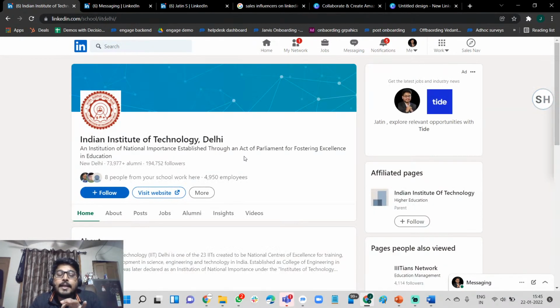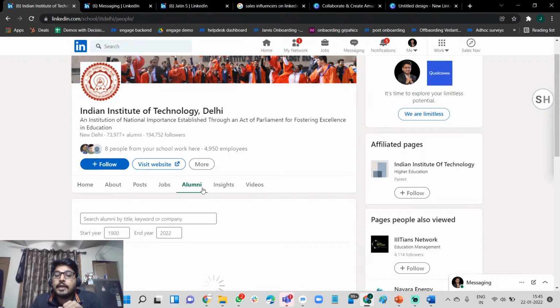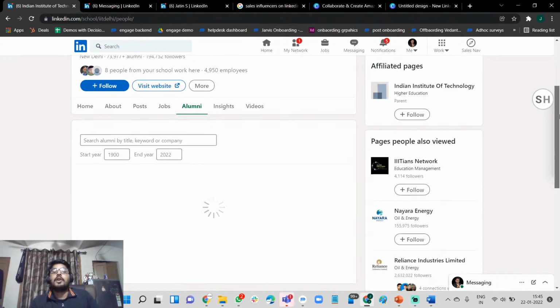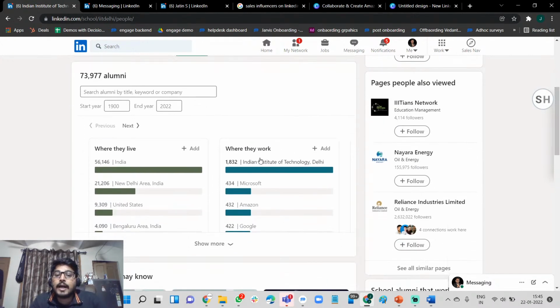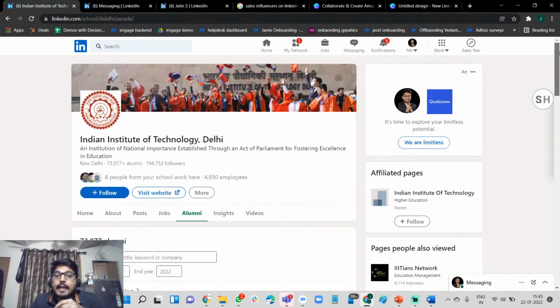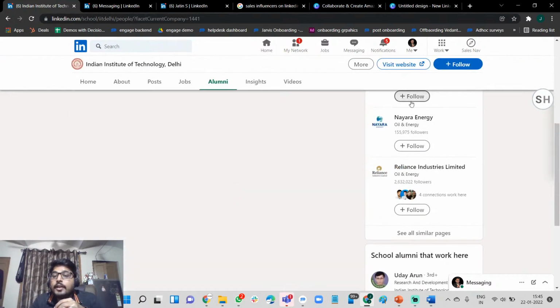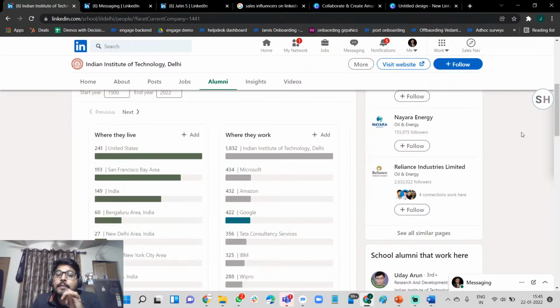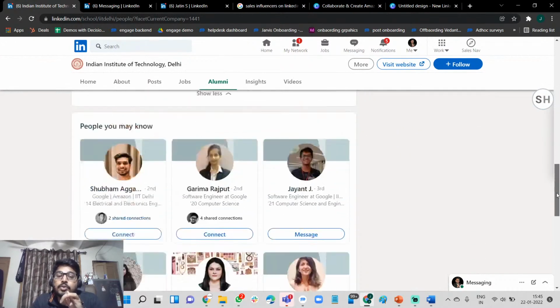Another way that I can build relevant connections is to connect with the alumni. Here you can see a specific section that says alumni. For example, if you want to build your career at Google, right? Let's say you graduated from IIT Delhi. You can type in here IIT Delhi, and then select where they work, that is Google. So what will happen is, all the persons who graduated from IIT Delhi and are currently working with Google will start appearing here.